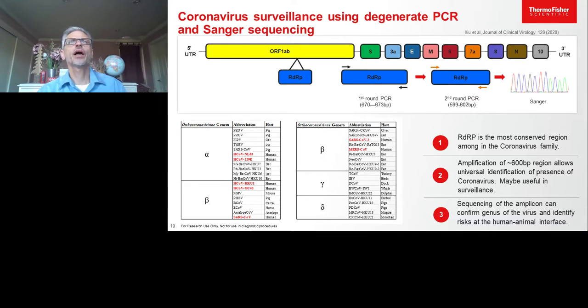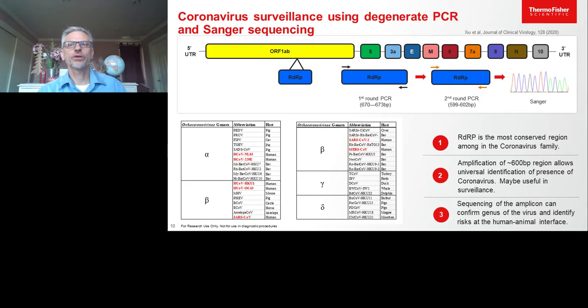A first PCR that produces an amplicon about 670 bases in length with degenerate forward and reverse primers, and then a second PCR that is a nested approach that generates a smaller fragment, again using a degenerate primer, of about 600 base pairs. And this amplicon can then be Sanger sequenced to confirm the identity.